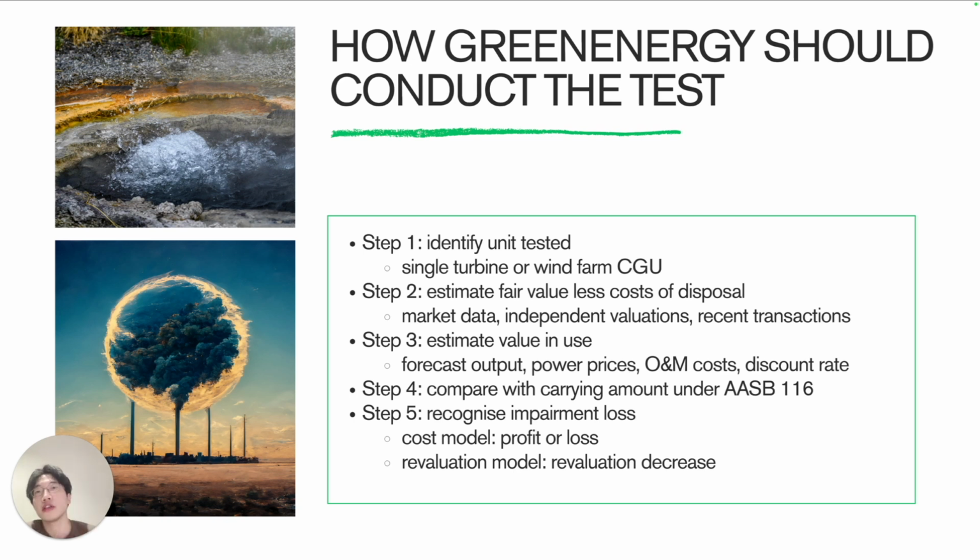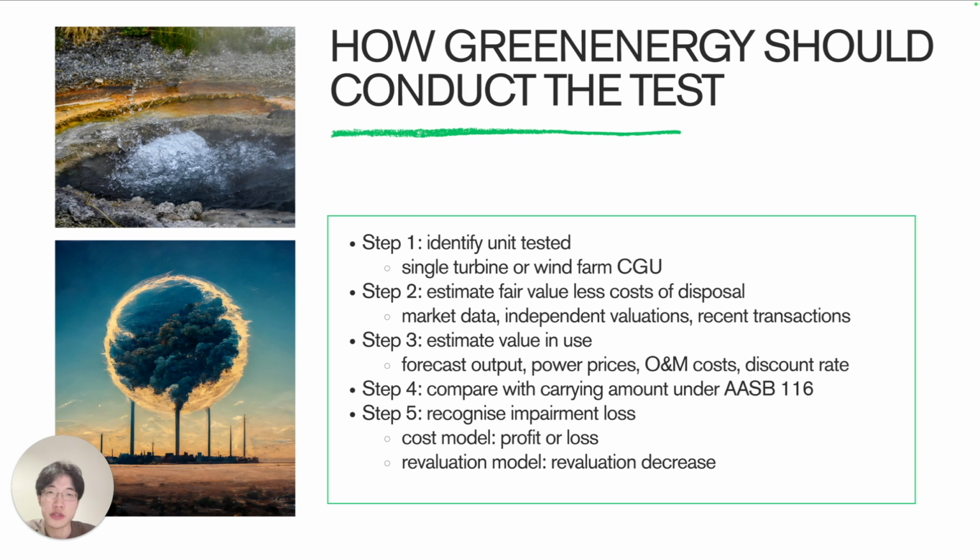Step 3 is to estimate the value in use using discounted cash flow projections. The key assumptions include expected power output, forecasted electricity price, operating and maintenance costs, and the appropriate discount rate reflecting renewable energy risk. Step 4 is to compare the recoverable amount with the carrying amount under AASB 136. If the carrying amount is higher, an impairment loss is required.